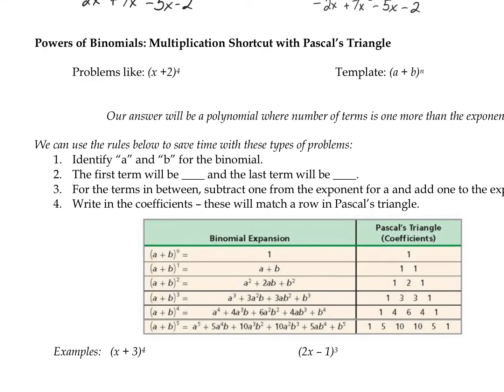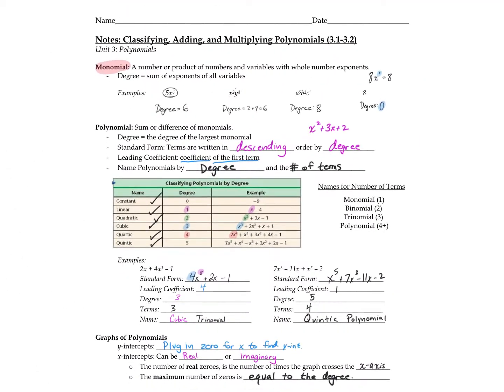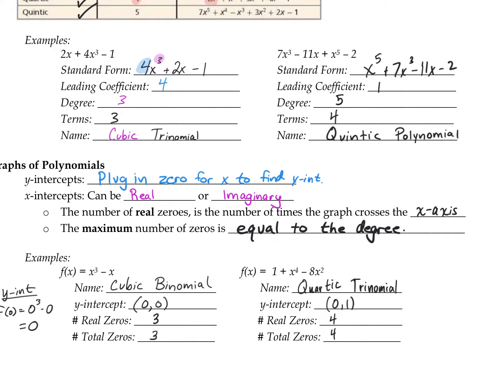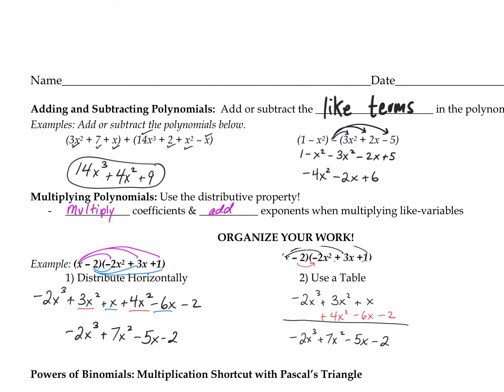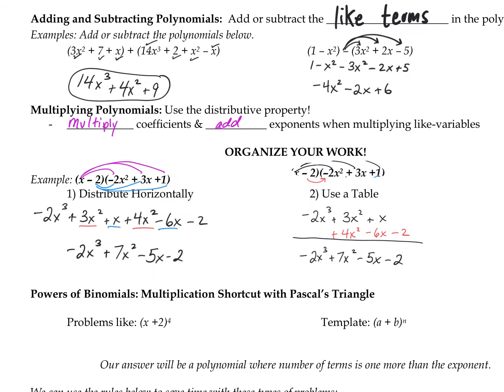Hi everyone, we're going to finish up our work on our first set of notes on polynomials. Most of you should have these notes. They started with classifying, adding, and multiplying. We talked a little bit about degree, about classifying polynomials, and their graphs. Now, on the second page of these notes, we did some adding and subtracting and multiplying.